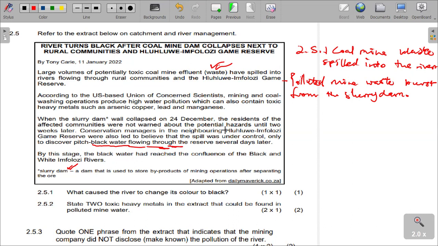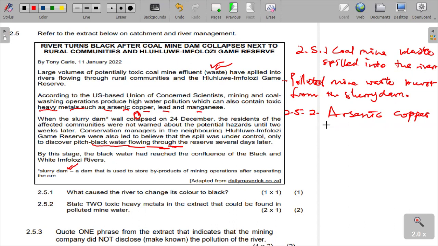And then question 2.5.2: state two toxic heavy metals in the extract that could be found in the polluted mine water. We have already seen paragraph number 2. Mining and coal washing operations produce high water pollution, which can also contain toxic heavy metals, which are shown there. So we have got arsenic and copper, given in the paragraph there.